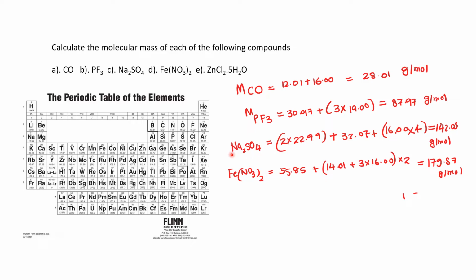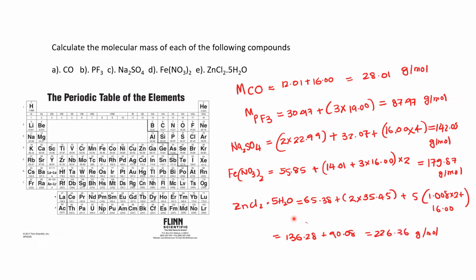And we do the same thing. You are going to find the mass of iron, which is 55.85, and then we are going to first do the NO3 and then multiply it by 2. So nitrogen is 14.01, and we are going to add 3 times 16, and then we are going to multiply this whole thing by 2. So your answer is 179.87.